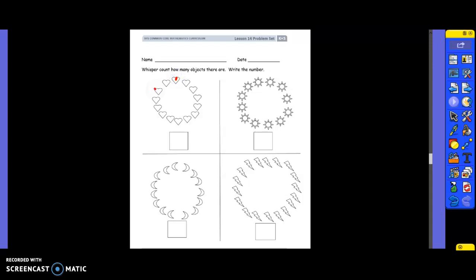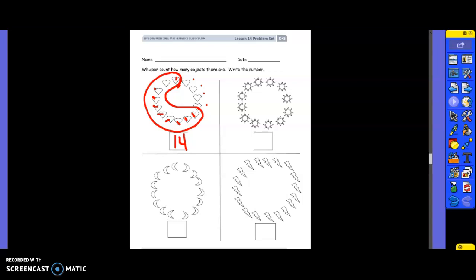1, 2, 3, 4, 5, 6, 7, 8, 9, 10. Ooh, there's my 10. And I see that I have 4 more. That would give me 14. That's right, 10, 4, 14.